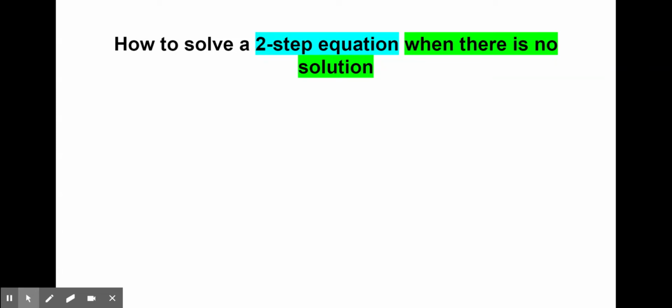Now let's go over how to solve a two-step equation when there's no solution. Well, what does no solution mean? We haven't really faced an equation that's had no solution before. So let's take a look at an example.